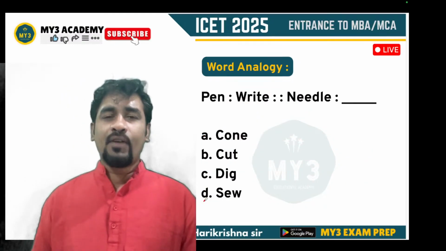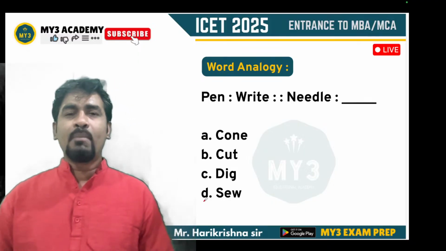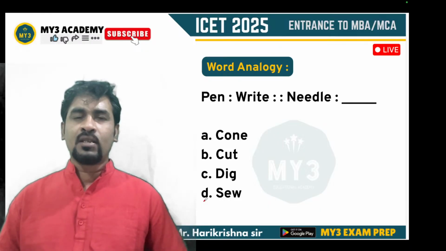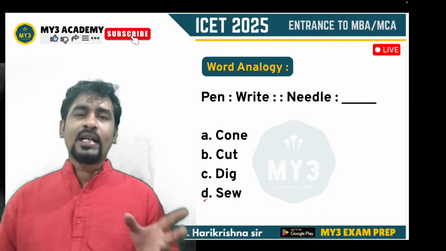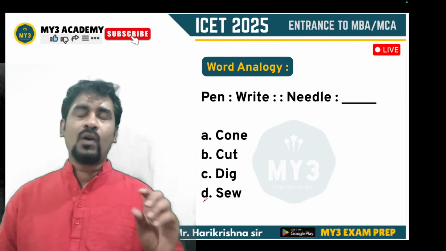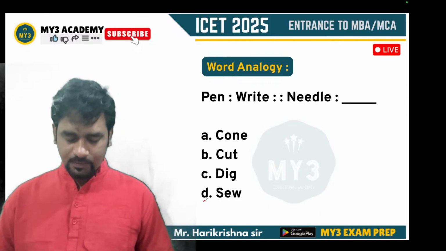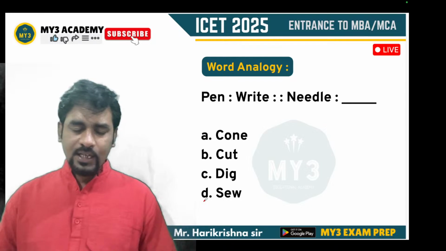Next question which is available on the screen, questions related to word analogy. So number analogy and letter analogy we have seen, and let's look at the word analogy questions. Word analogy questions are very easy. You just need to understand what the reference pair is and how they are connected, and in the same way you can connect the other pair. Pen, write, needle is what?